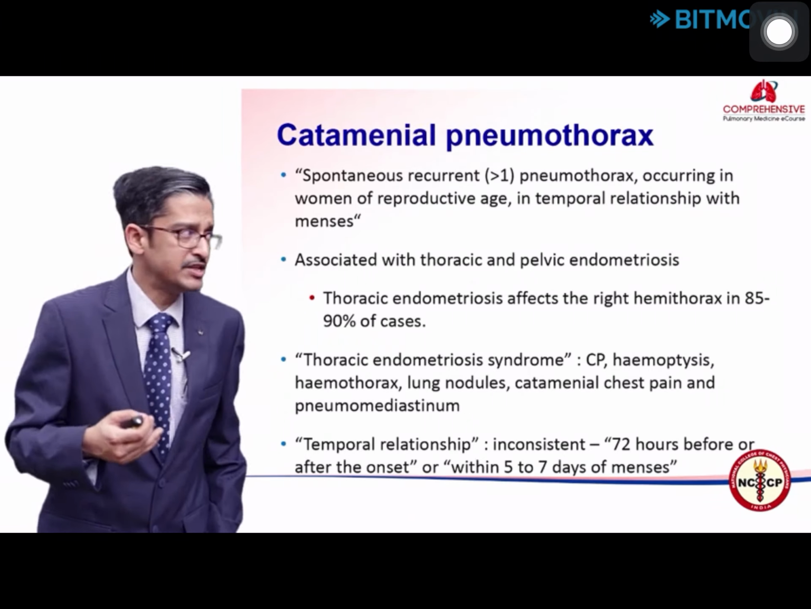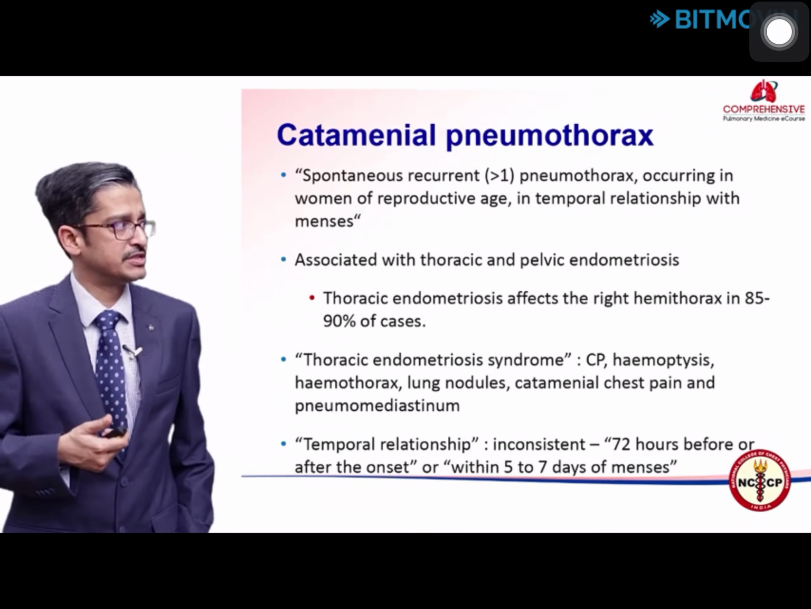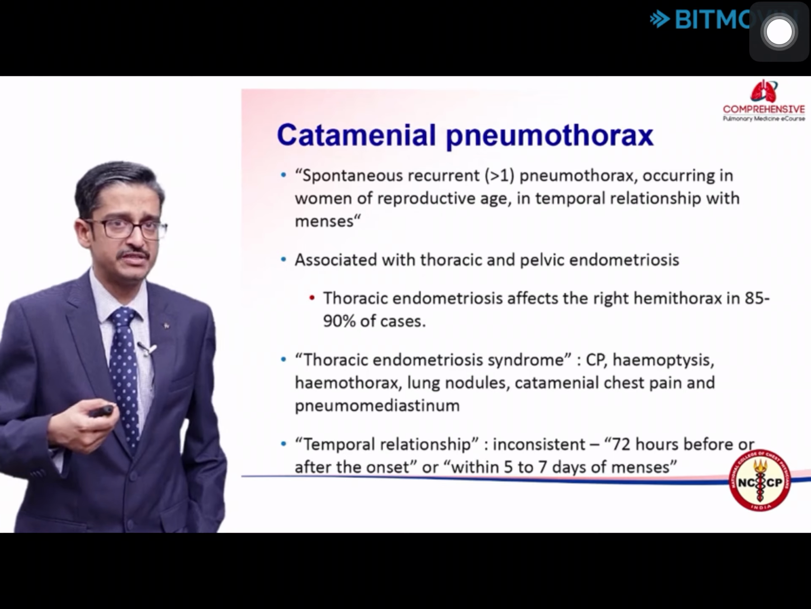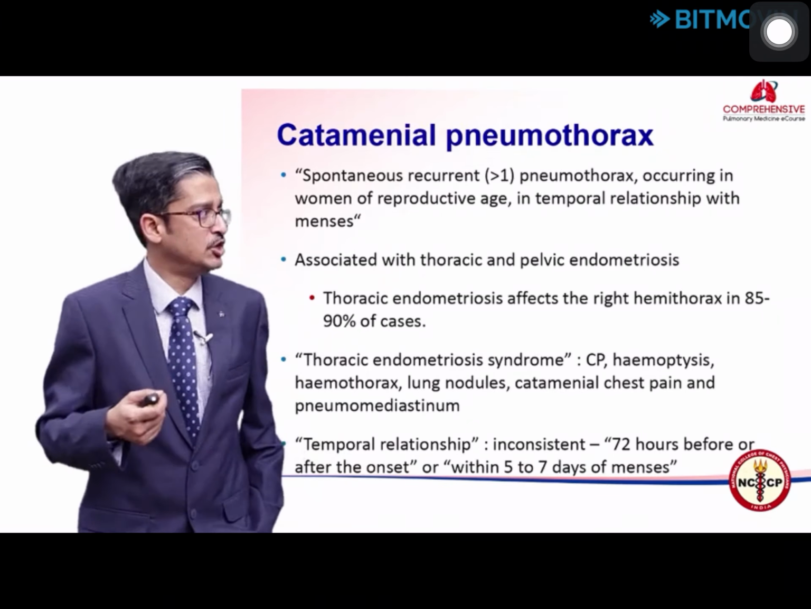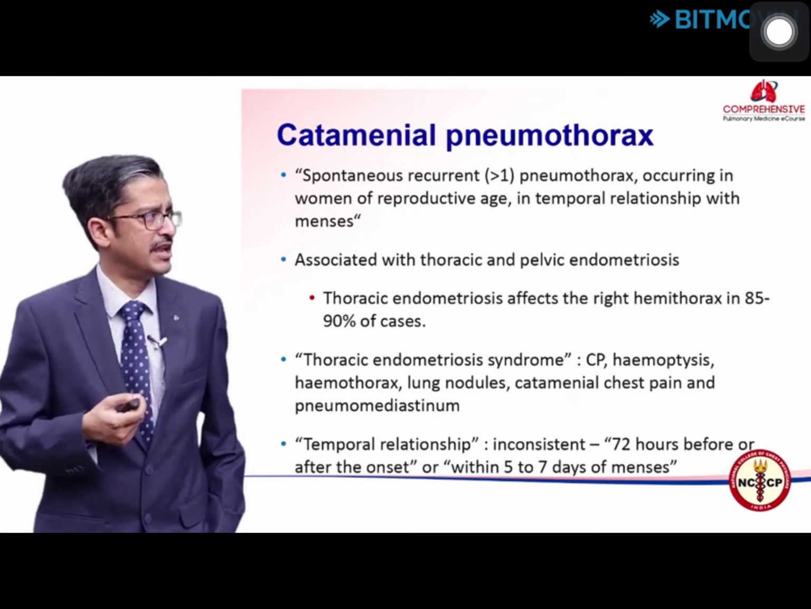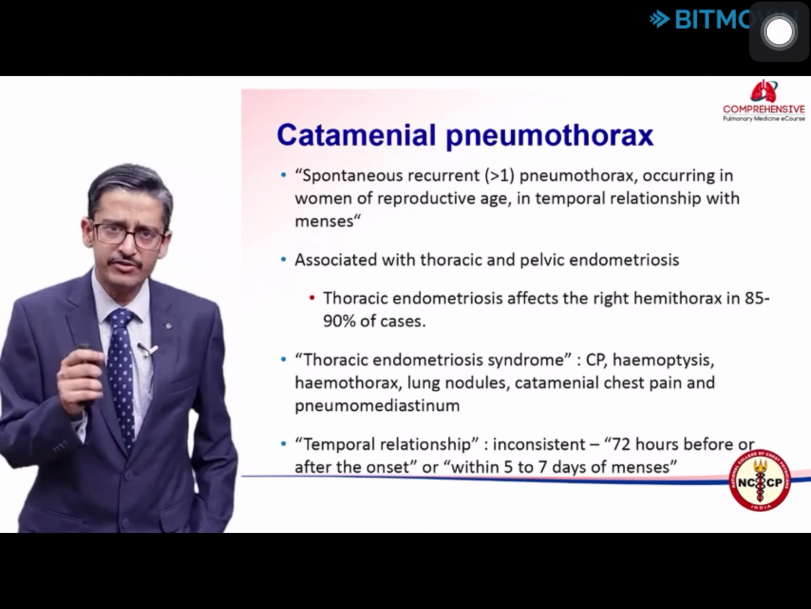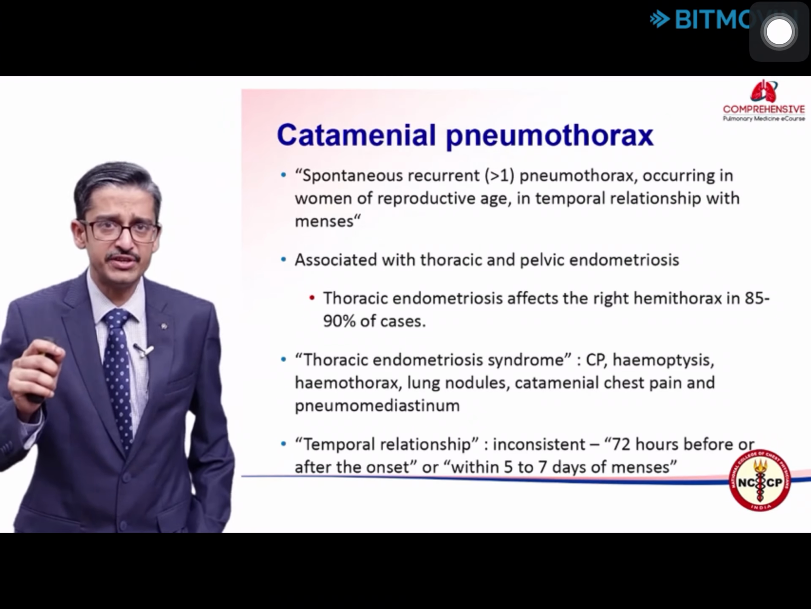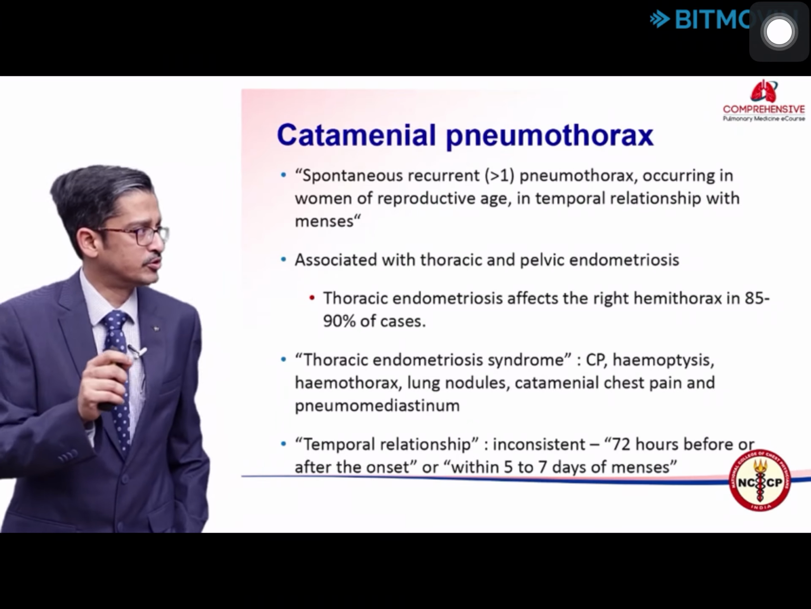They've been given various nomenclatures. You can see one of them there. It's called thoracic endometriosis syndrome. And you can see these patients present with chest pain related to the pneumothorax. They can have hemoptysis, hemothorax. If you do a thoracoscopy in these patients, you would see lung nodules, and there is chest pain during periods. However, it's not all a straight temporal relationship between them having periods and having a pneumothorax.